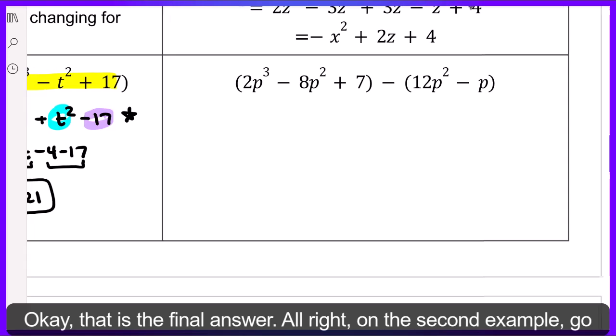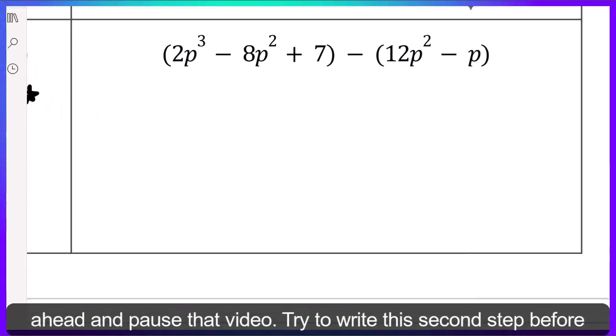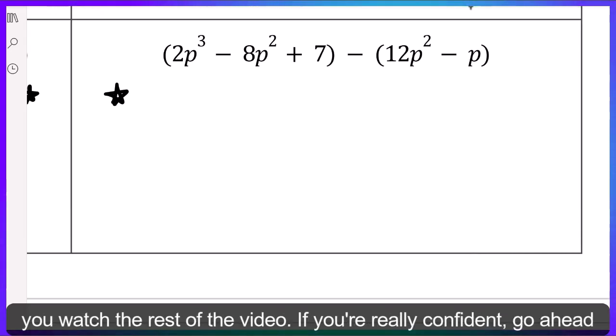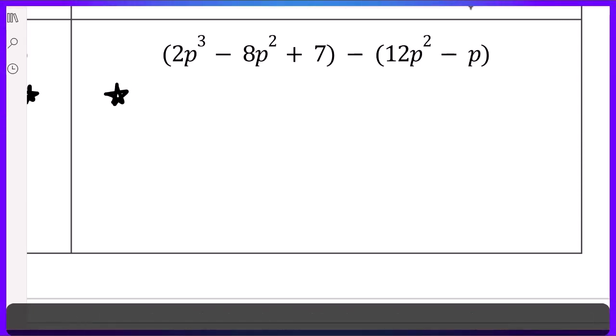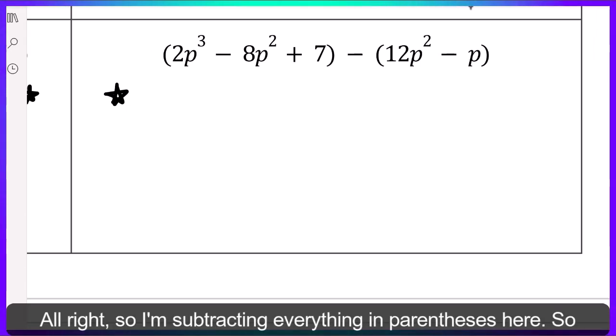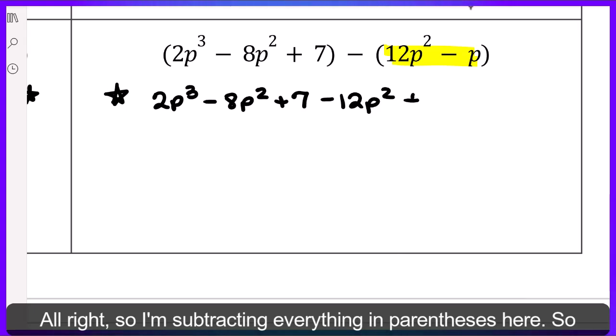All right, on the second example, go ahead and pause that video. Try to write the second step before you watch the rest of the video. If you're really confident, go ahead and finish the problem, and let's see if you get it right. All right, so I'm subtracting everything in parentheses here. So I'm going to very importantly write it down without parentheses. So I'm going to subtract 12p squared, subtract a negative p, which makes that plus a positive.